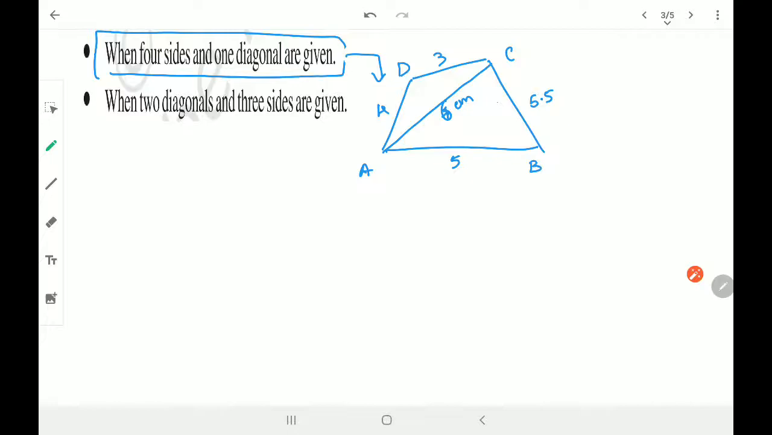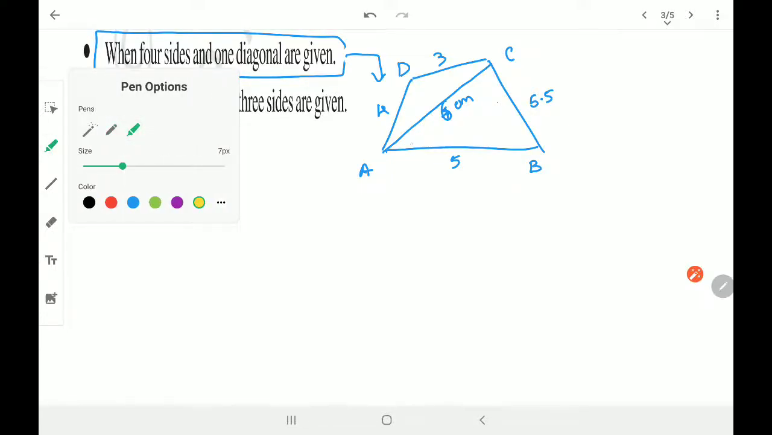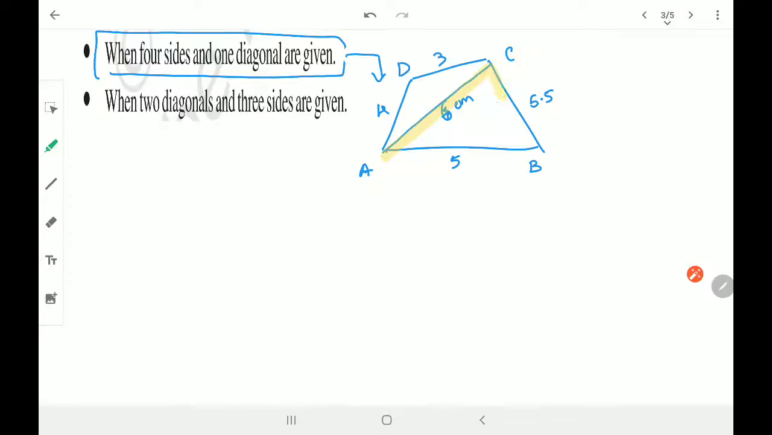Now imagine I have to construct this particular quadrilateral. It's very clear that it is divided into two triangles. One is this triangle, colored yellow, and here is the second triangle, colored green. Of these two triangles, all three sides are given, so it's like constructing a triangle.